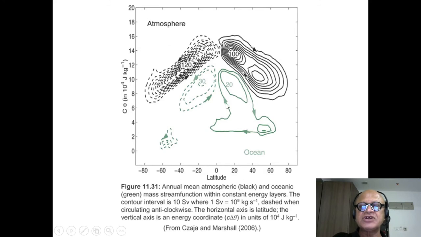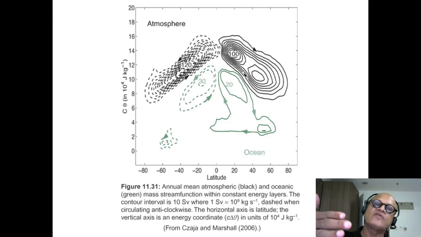For the atmosphere and ocean together now, this is the ocean and this is the atmosphere. You can see that again you end up with these two cells. The atmosphere is moving heat into the southern hemisphere in the Hadley cell because the ITCZ is to the north of the equator. What is it doing? Basically, it is compensating for the northward energy transport by the ocean.